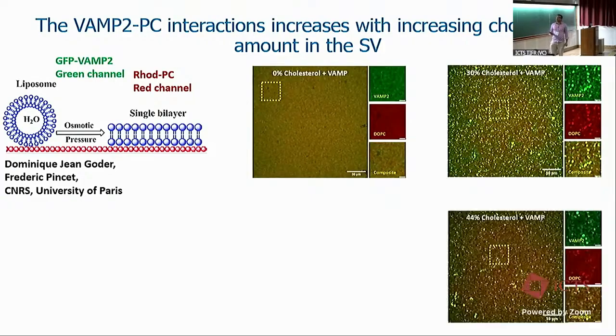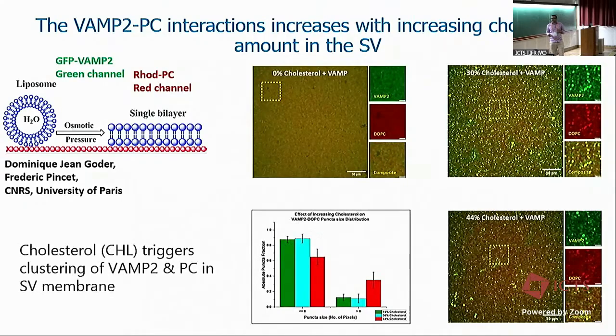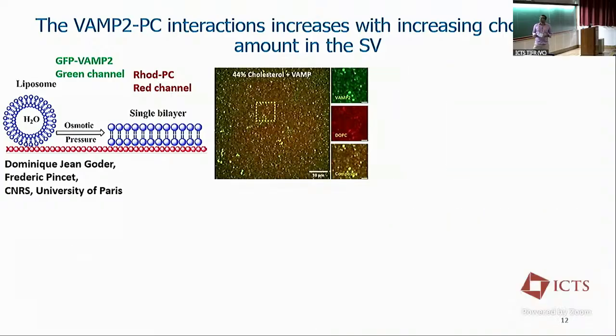And if you increase the cholesterol, the number of puncta remains the same, but the size is increasing. And we can quantify how many pixels each punctum contains. So at 44 mole percent cholesterol, you have the largest puncta formation. Now, as I told you, at this point we have proof that there is a VAMP-cholesterol-PC tripartite condensate in the membrane. If that is true, then if you remove any component, that should destabilize this tripartite complex. So that is the set of experiments we did next.